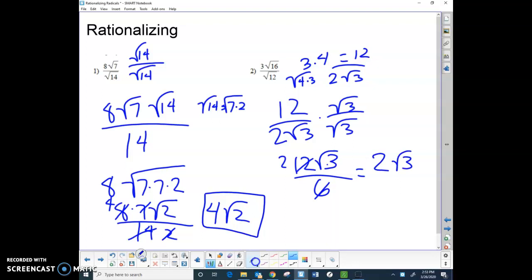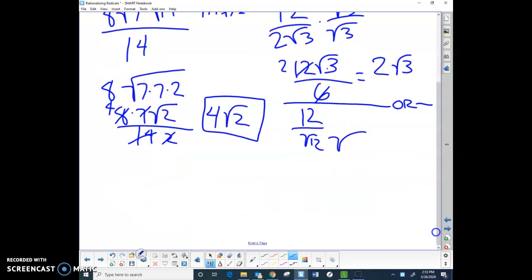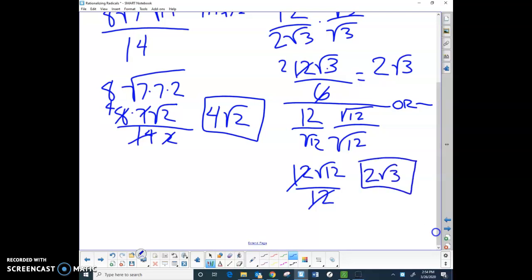Now, there's another way I can simplify this without pulling that 4 out first. I'm going to take the square root of 16 as 4. So I'm still left with 12 on the top. So this is going to be my OR. I've got 12 on the top over the square root of 12. All right, I can multiply right away. I can say square root of 12 over square root of 12. So I'm left with 12 times the square root of 12 over 12. Those 12's cancel out. Square root of 12 we said simplified down to 2 times the square root of 3. Okay, either way, it gets you the same answer.